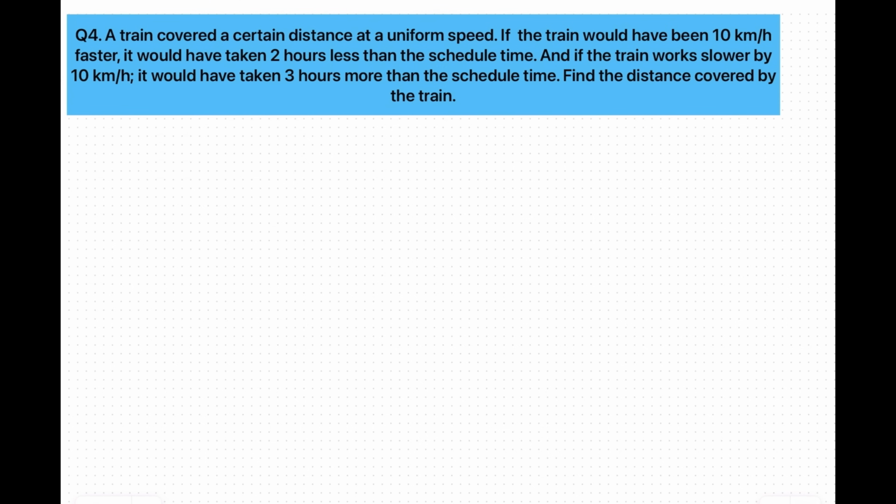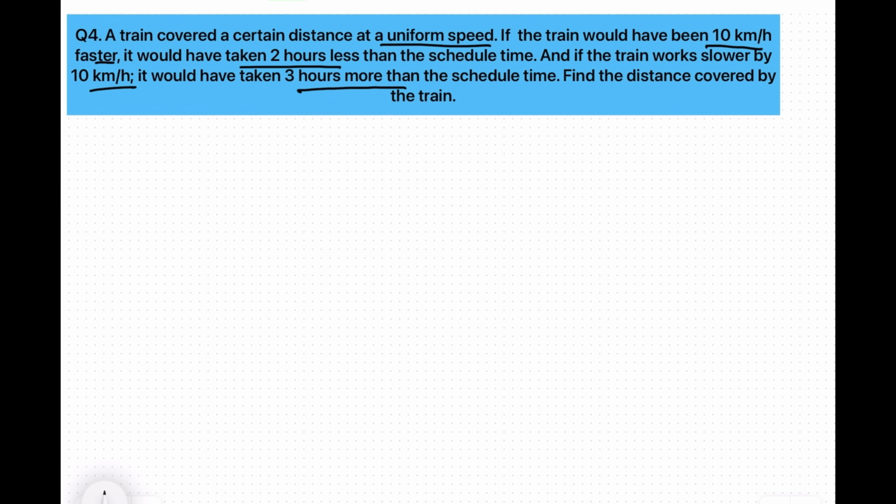This is the fourth question. In this question, a train covered a certain distance at uniform speed. If the train were 10 km per hour faster, it would have taken 2 hours less than the scheduled time. If the train were 10 km per hour slower, it would have taken 3 hours more than the scheduled time. Find the distance covered by the train. So here we will be using the concept of two variable linear equations to solve the given problem.